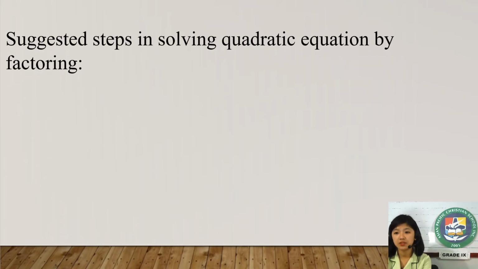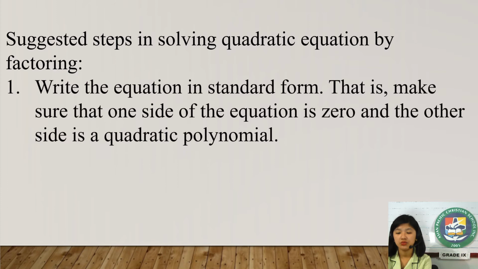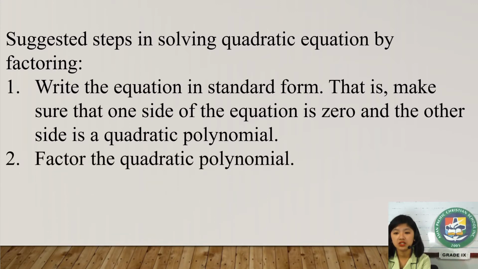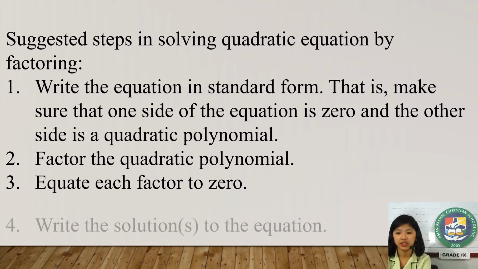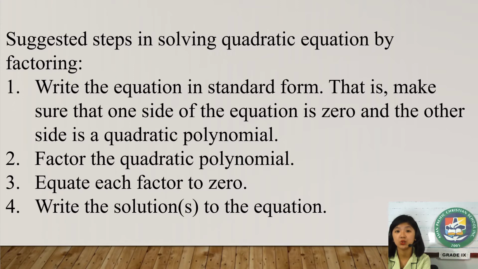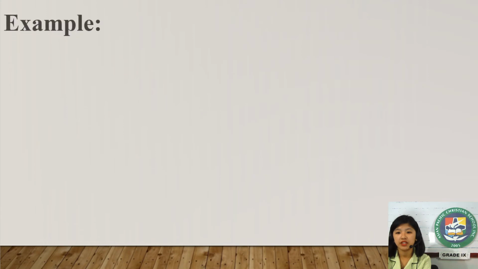Next, suggested steps in solving quadratic equation by factoring. So, first is to write the equation in standard form. That is, make sure that one side of the equation is 0 and the other side is quadratic polynomial. It's either monomial, binomial, trinomial, and so on. Then, second step is to factor the quadratic polynomial. Kagaya ng mga pinakita ko sa inyo kanina, kung paano i-factor yung polynomial. Next is to equate each factor to 0, kagaya ng ginawa natin or pinakita ko dun sa zero product property. Next is to write the solutions to the equation. Next one, we have here the example.